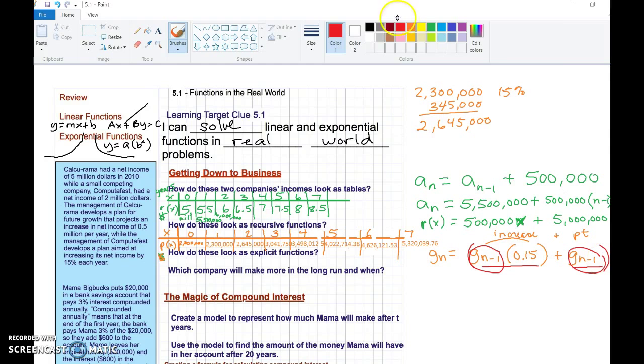So let me show you what I mean. G sub n equals g sub n minus 1 times, well, what do I multiply g sub n minus 1 by to get this g sub n minus 1 times 0.15? Well, I multiply it by 0.15.